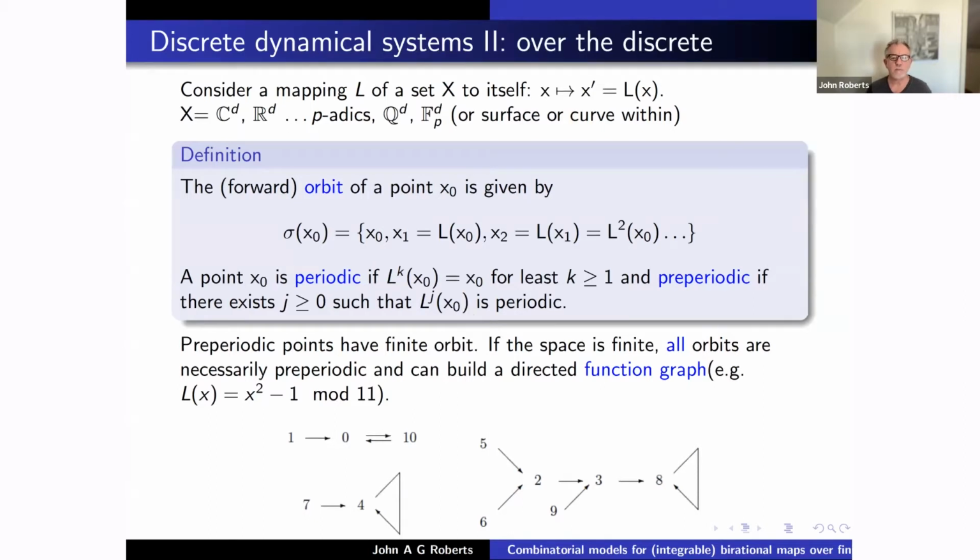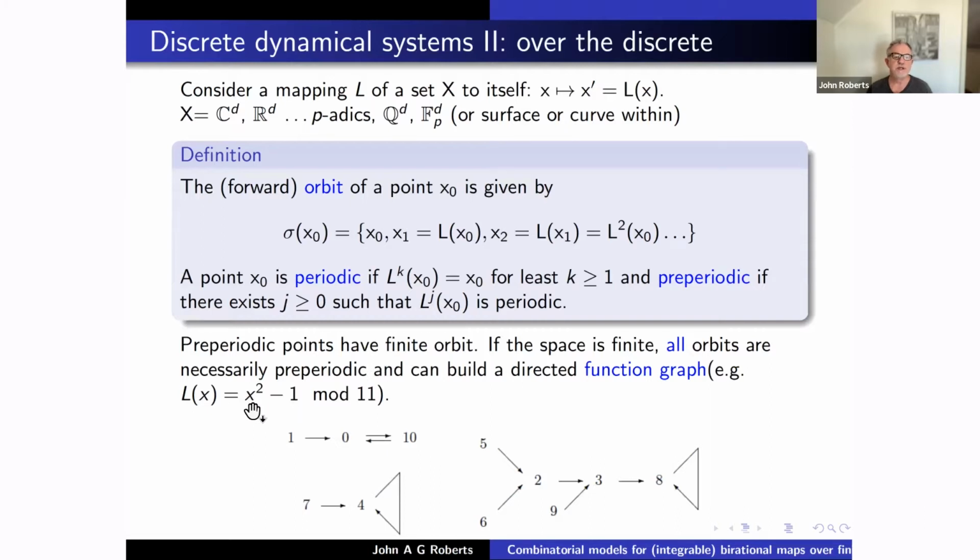Now, pre-periodic points have a finite orbit, and if the space is finite, then you have a finite number of places to go, and you must come back to somewhere you've been before. So in a finite space, all orbits are necessarily pre-periodic. And so this talk and this approach is largely about taking a system that's defined over a continuum and looking at it over a discrete space.